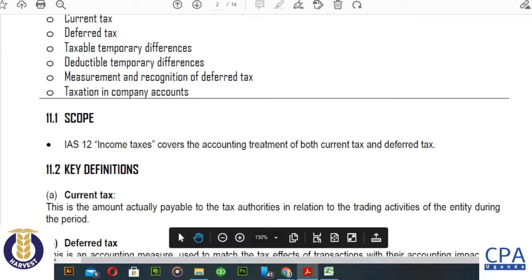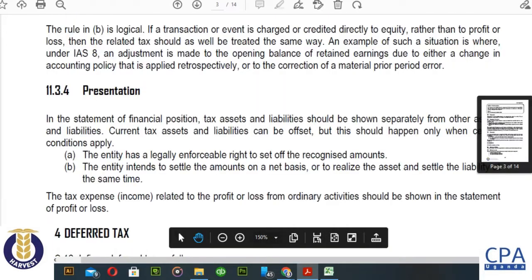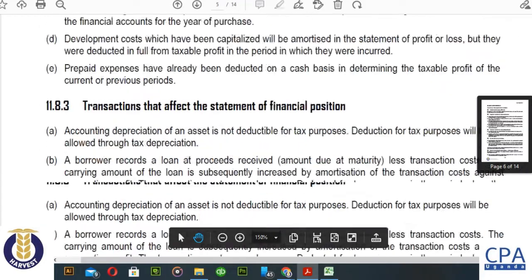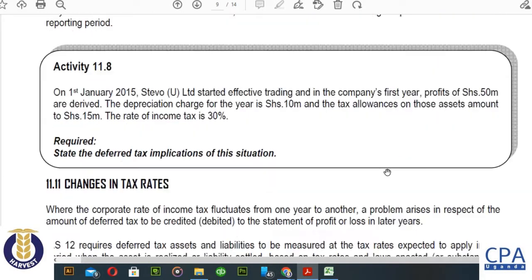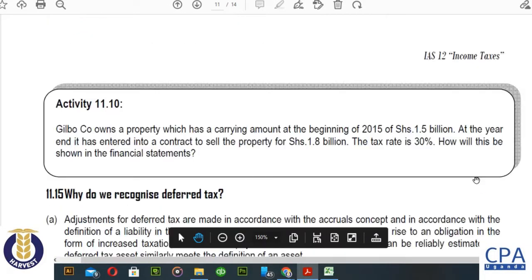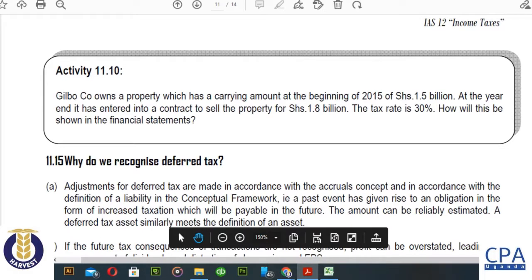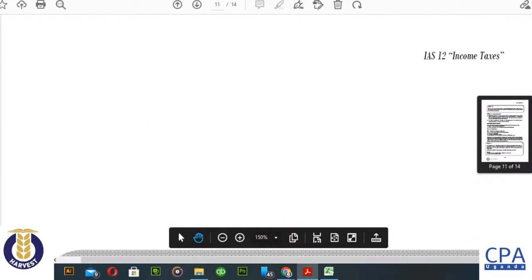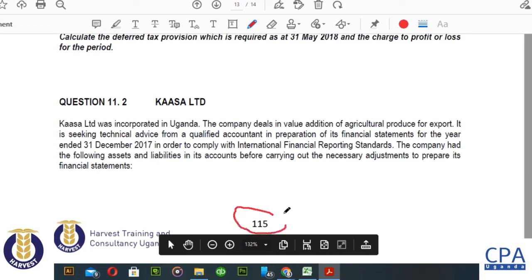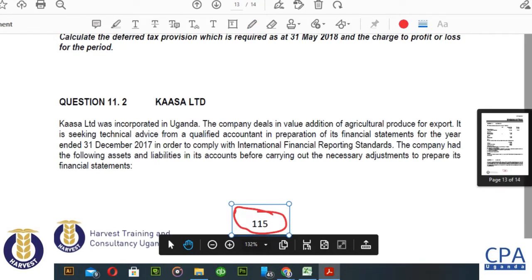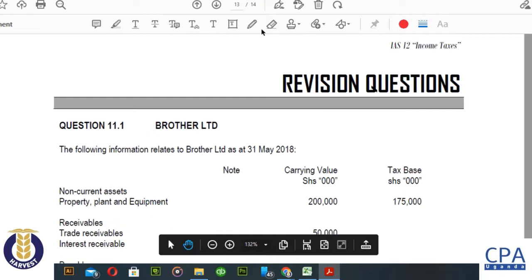So as I have indicated in the lecture session for deferred tax, I mentioned that we are going to support that foregoing discussion with an exam type question. This exam type question, you're going to find it in your notes. So this question is on page 115 of the current notes that you have.